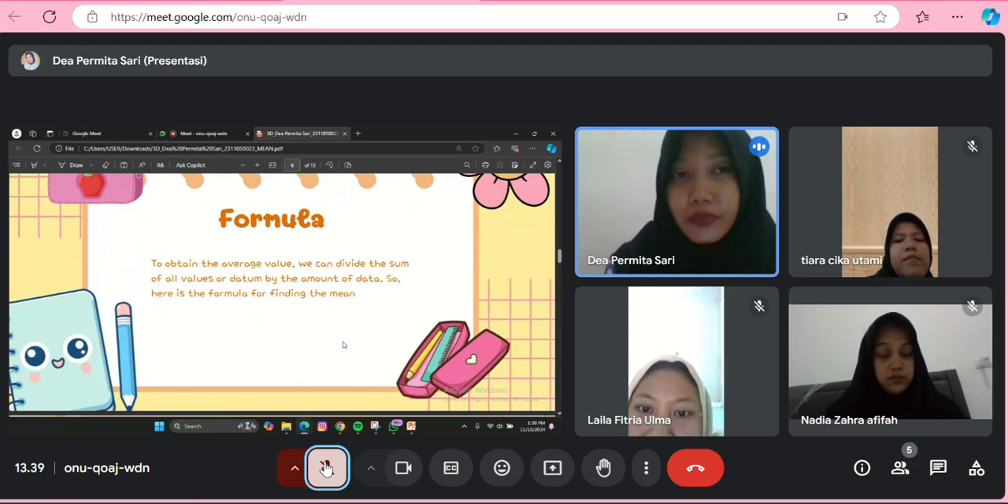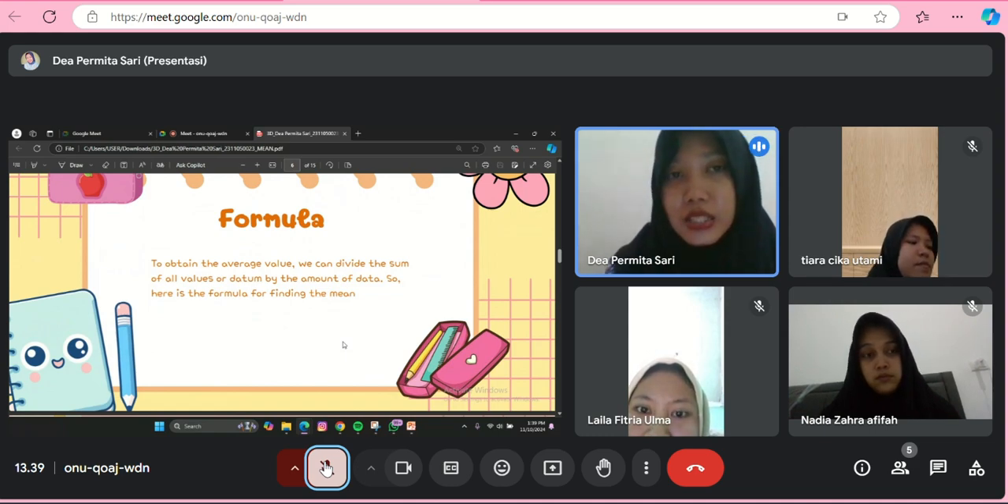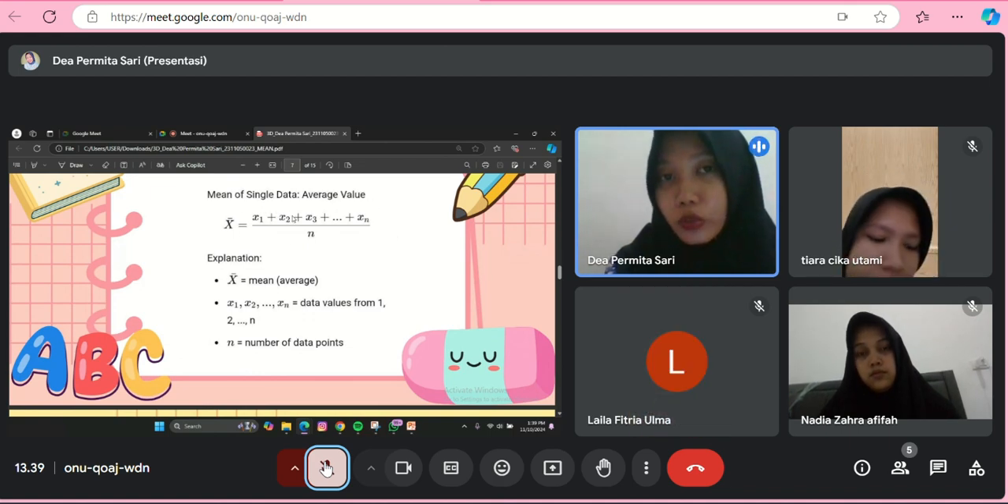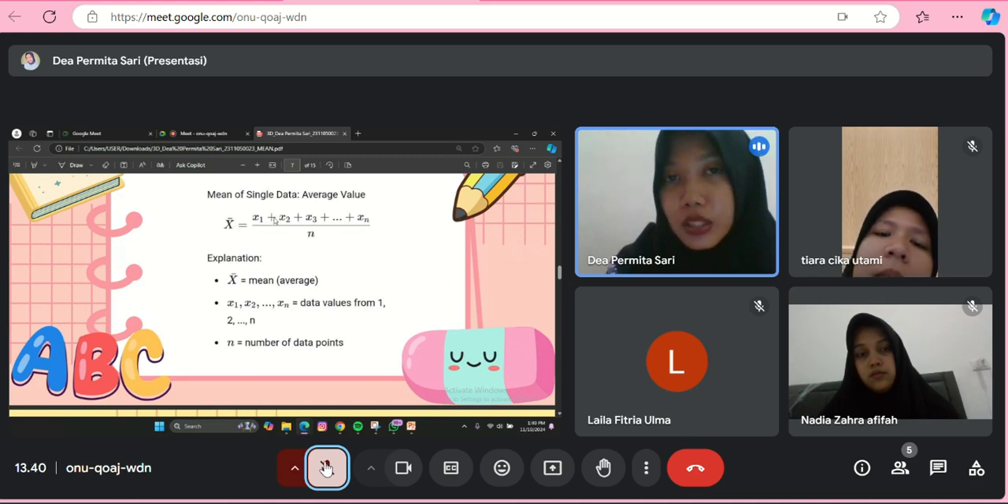Next, we have the formula. To obtain the average value, we can divide the sum of all values or data by the amount of data. So here is the formula for finding the mean. Look at the picture, everyone. This is the mean of single data, the average value. We call it x bar, equals x1 plus x2 plus x3 plus and so on until plus xn, divided by n.